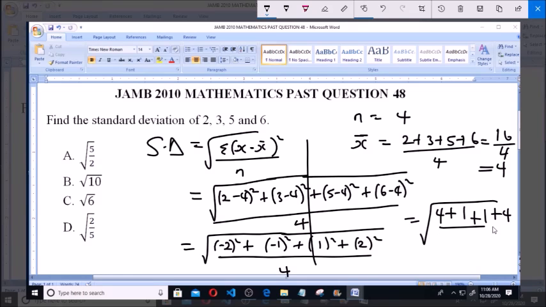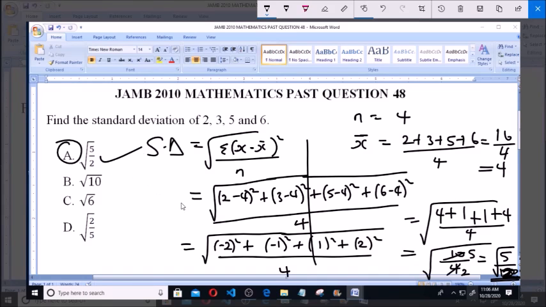So this is equal to the square root of 4 plus 1 plus 1 plus 4, which will give me what? 10 all over 4. And this is equal to, 2 can go into 4 two times and into 10 five times. So this equals to what? Square root of 5 all over 2. So the answer is square root of 5 all over 2, which is option A. So this is the answer to this question.